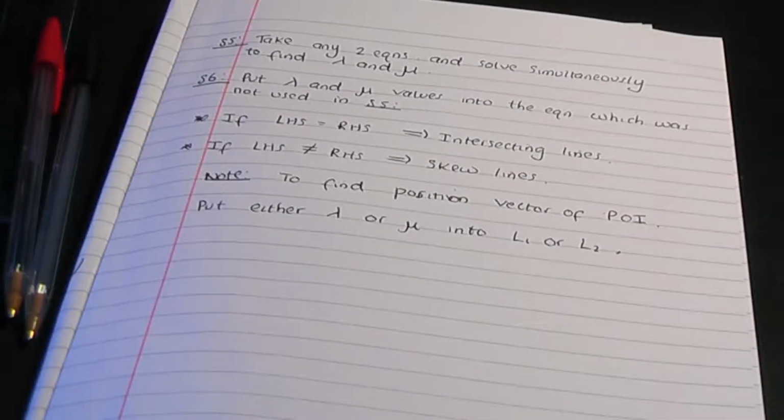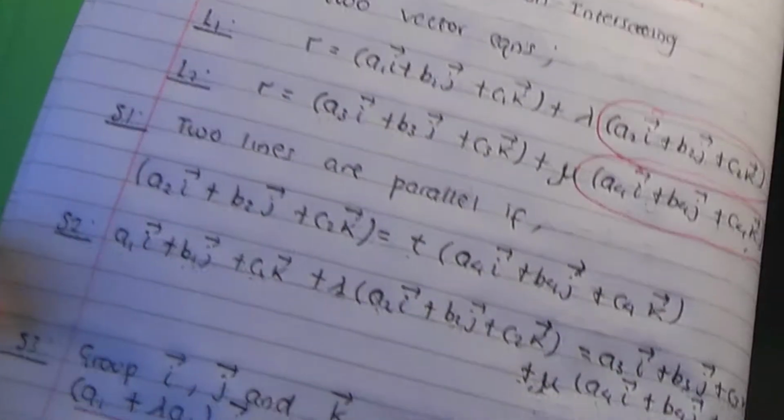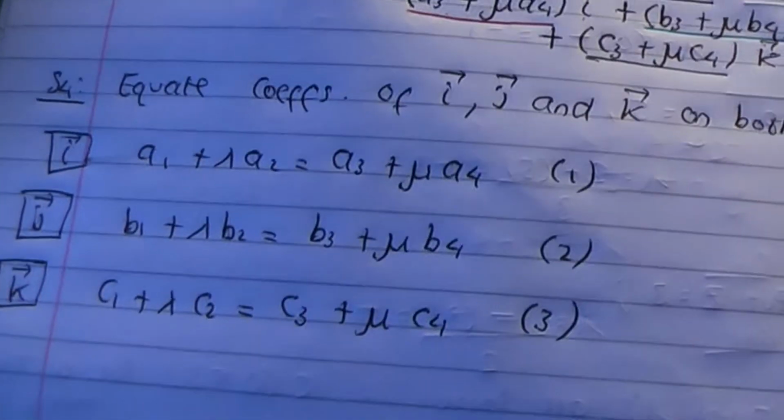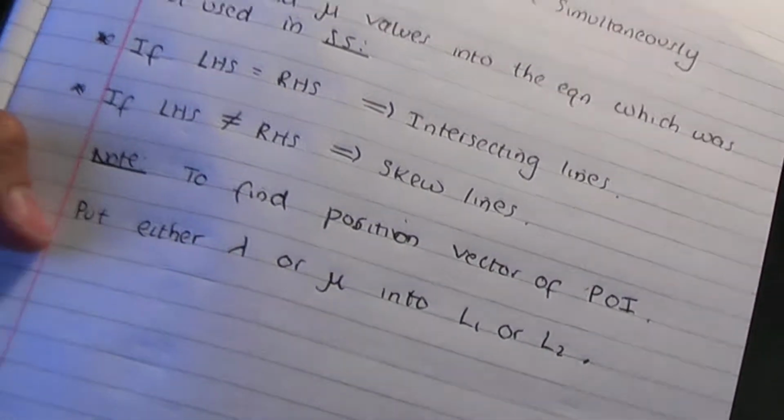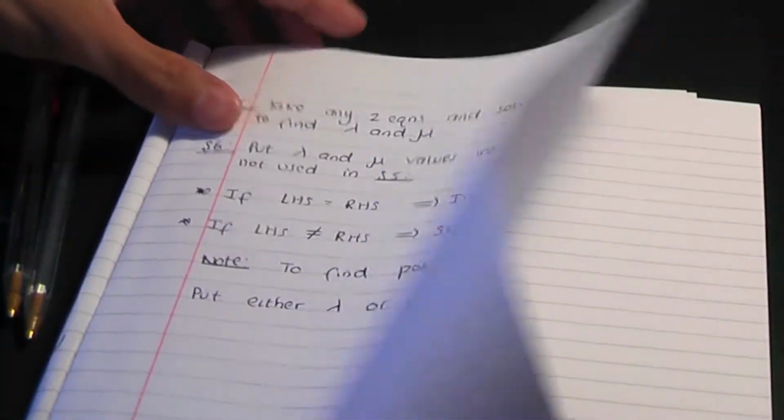Hi there, in the previous video I went through the method to investigate whether your two lines are either intersecting, parallel or skew. I broke the method down into steps. Now in this video I'm going to try some examples of how to apply this method. So let's try some examples.